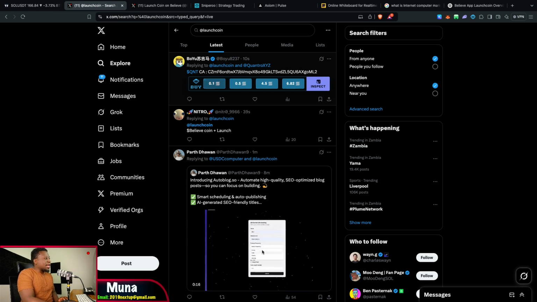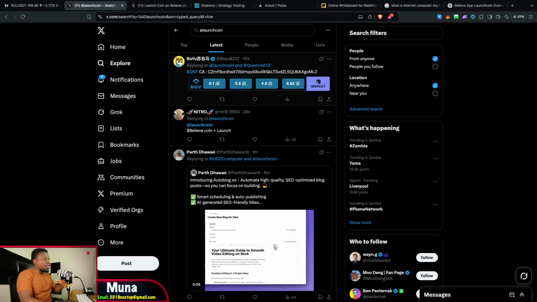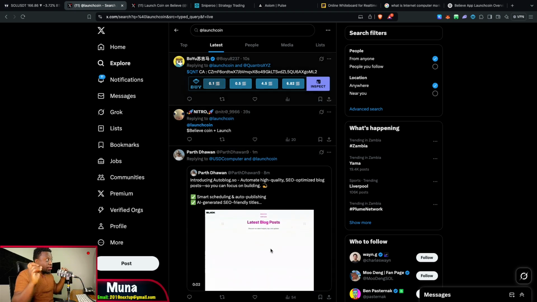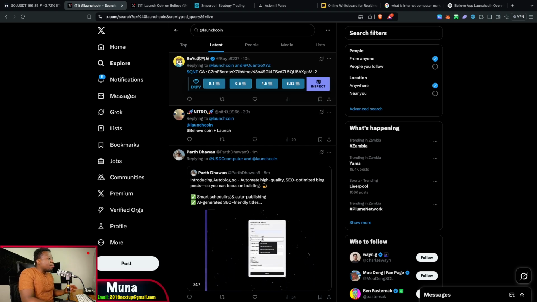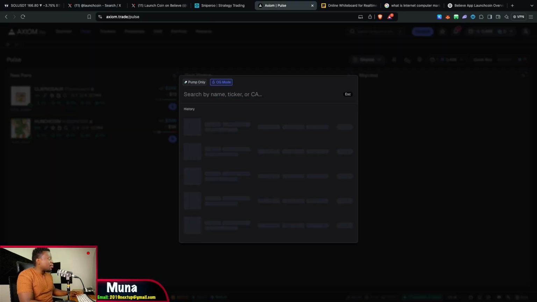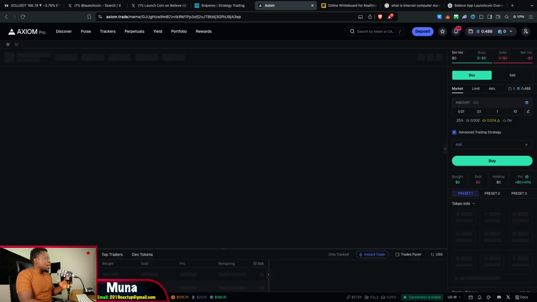By the way, if you can see this blue tab right over here, the one that I'm hovering on, this is Sniperoo, and this is the reason why you are using Sniperoo, because it helps you snipe and buy. So for example, if I wanted to theoretically buy this particular project, I do not need to copy the contract address from Twitter and take it over to Axiom Pro and search for it, because that is a lot of time wasting. So I'm not going to do that.